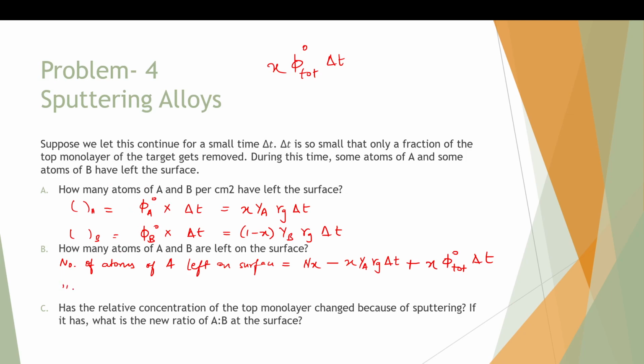So similarly also we can find the number of atoms of B left on the surface, and that will be nothing but, so what is the total number of B that were initially present on the surface? N times 1 minus x. Then the number of B atoms that left the surface, again 1 minus x times YB Rg delta T, and the number of B atoms that have reappeared from the layer beneath the top layer. So now that will also be considered as the top layer, right, wherever it is exposed. So that will be 1 minus x times phi total naught delta T.